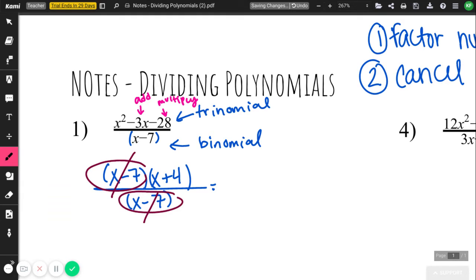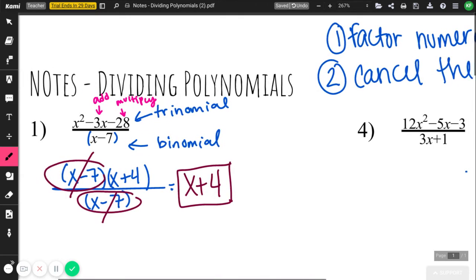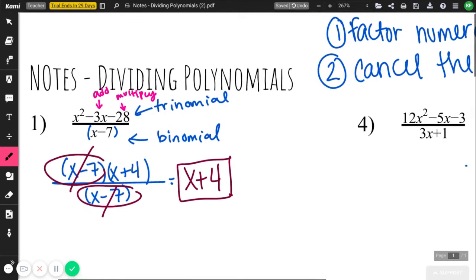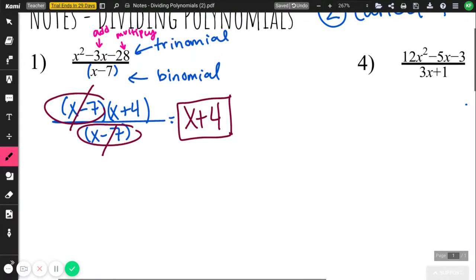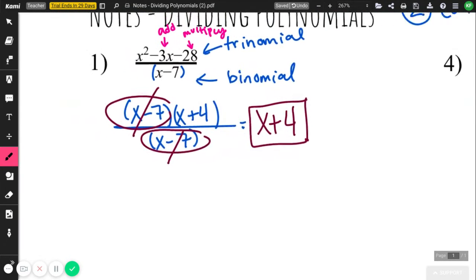I can't cancel out just an x in both or something like that. You have to cancel out the entire group. Then I look to see what's left over, and what's left over is x plus 4. So my answer for this division problem is x plus 4. That's it. So it really is that simple. You factor the numerator, you cancel out the factor that you can cancel out, and you get x plus 4.